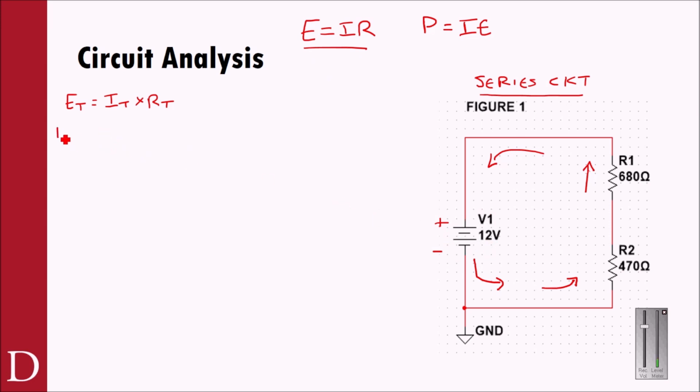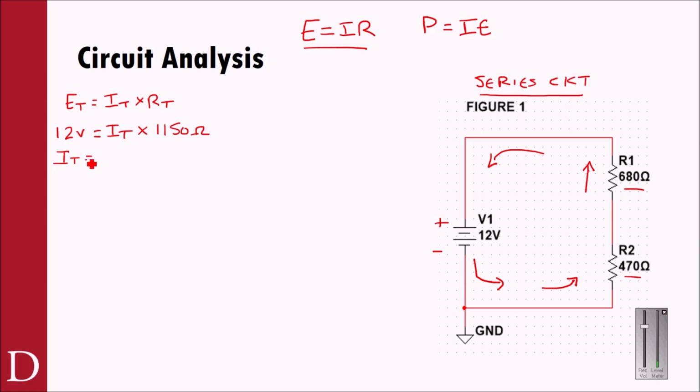It's 12 volts. So we take 12 volts and set that equal to some unknown value, IT, which I don't know right now, but I do know RT. In this case, RT is equal to these two resistances added together, which is 1150 ohms. So I can calculate RT very accurately, and that is the total resistance of the circuit. If I divide both sides by 1150, I will come up with IT equals 12 divided by 1150.